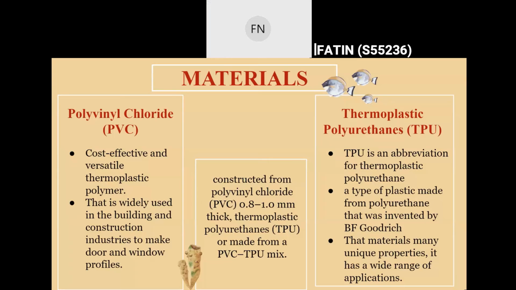Polyvinyl chloride, PVC, is a cost-effective and versatile thermoplastic polymer that is widely used in the building and construction industry to make door and window profiles. And the thermoplastic polyurethane, TPU: TPU is an abbreviation for thermoplastic polyurethane, a type of plastic that was invented by B.F. Goodrich, and that material has many unique properties. It has a wide range of applications.